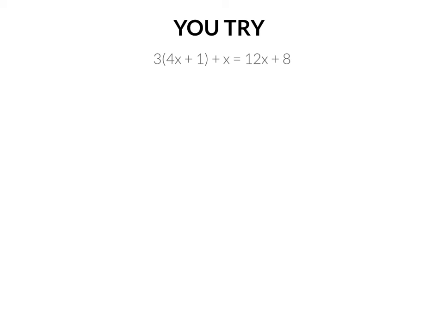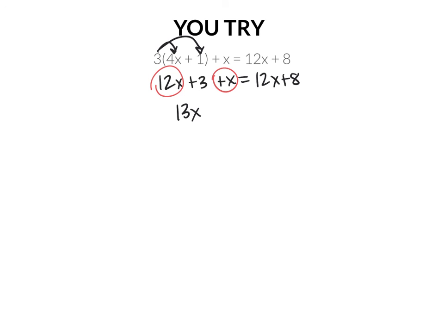Step 1, distribute. And I'm only distributing here because that's the only number I have sitting outside the parentheses. 12x plus 3, and I bring down everything else. Now I can combine my like terms. I have 12x's and a positive x, giving me 13x's. And I bring down all the stuff that I haven't used, the plus 3, the 12x, and the plus 8.